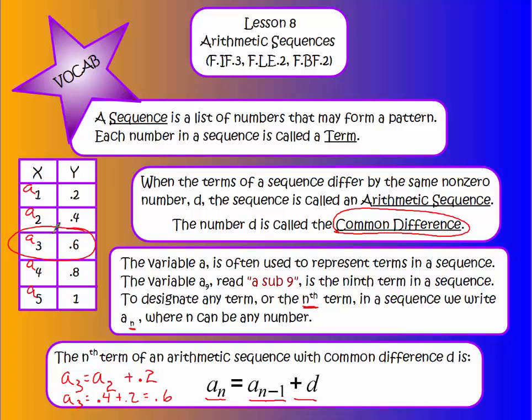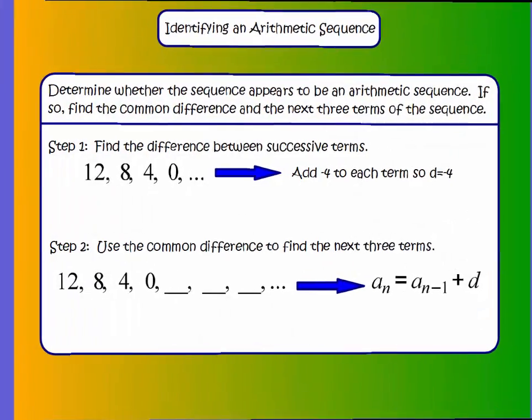So what this equation is saying is that to find any term, I start with the one before it, and I add that common difference to it. And that makes a lot of sense. If I start with any number here, I add 0.2, I get the next one. So if I'm looking for this one, I'd have to start here and add 0.2. That's how I'd get there. Okay, I know this is different and strange, but just follow along here. We'll work a lot with it tomorrow in class.